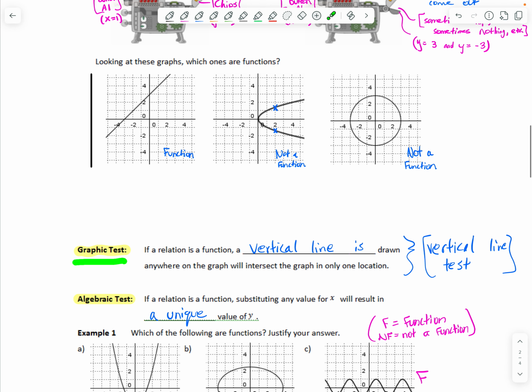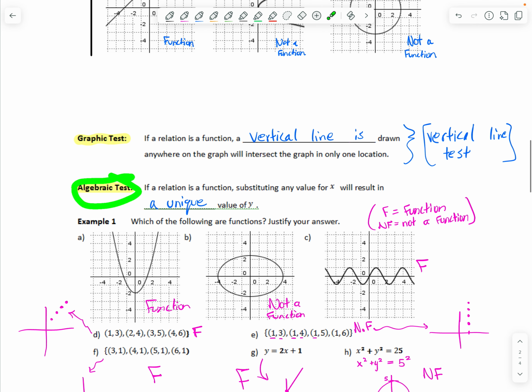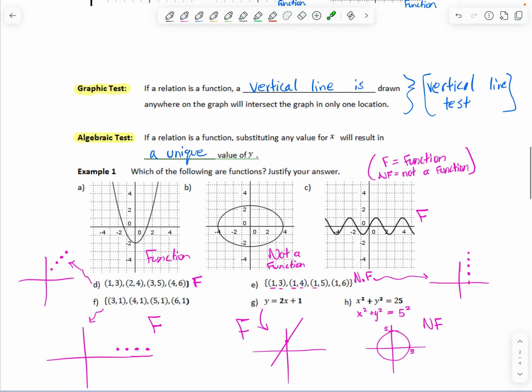Okay, so that's the graphic test for determining if something is a function or not. It's called the vertical line test. The algebraic test, if you have an equation and you don't have a graph, is you could just sub in values for x. As long as every value of x satisfies a unique value of y, you're okay. The moment you see that a single value of x gives two values of y, then it's not a function. Right.